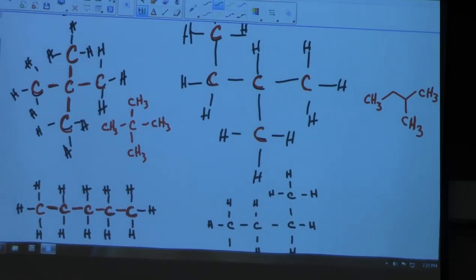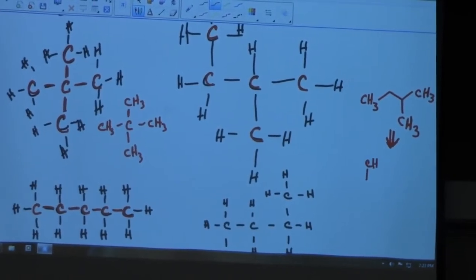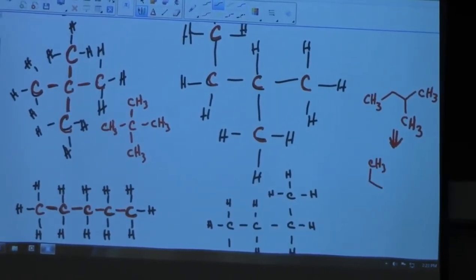Okay, can everybody see how they're the same? Okay, I could have drawn this. I'm not going to draw a reaction arrow, but I could have drawn this, and those two are the same. They only differ by virtue of the rotation of the carbon-carbon bond.